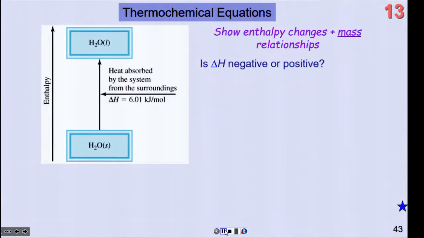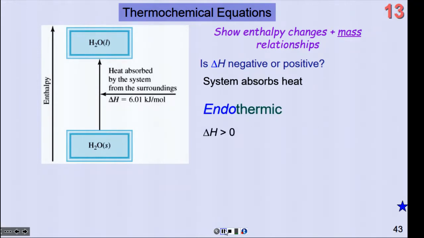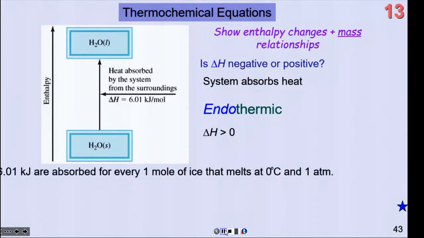So here's an enthalpy change for the water going from solid to liquid. We're melting the water. Remember, it's got to absorb heat from the surroundings. Is delta H negative or positive? Well, heat has to be absorbed from the surroundings. So heat is being absorbed by the system, namely the water, and that is an endothermic process. Delta H is always going to be greater than 0. The products are higher than the reactants, higher energy than the reactants.